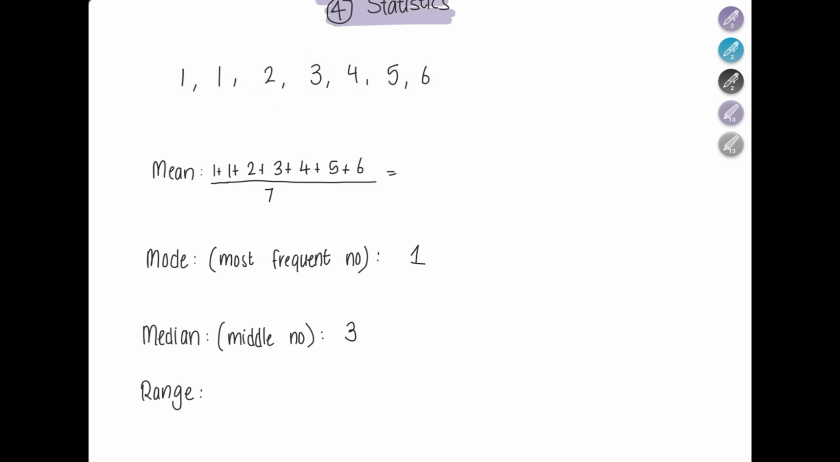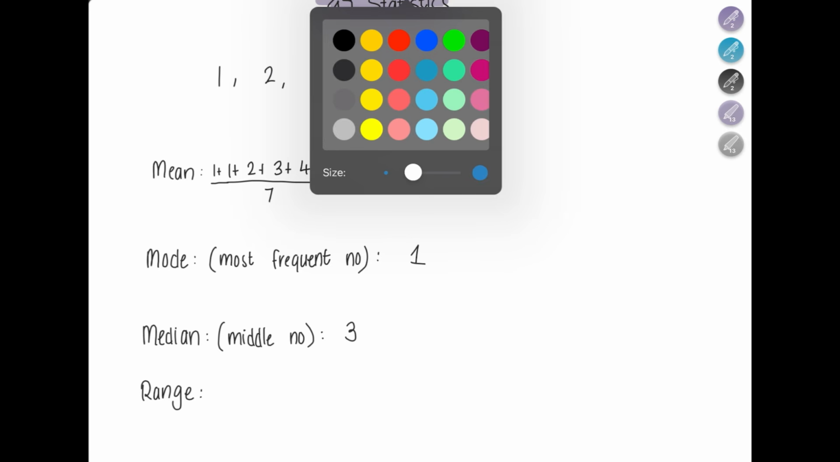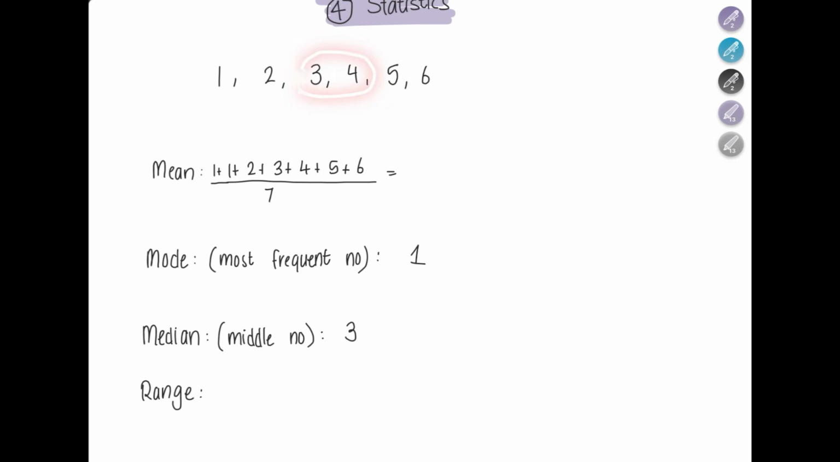What if, for example, we didn't have this one? What would be the middle number? Now these two numbers are in the middle, right? So we would have done 3 plus 4 divided by 2, 7 divided by 2. That is the median. Okay, and then range. To find the range, maximum number minus the minimum number. So 6 minus 1 will give you 5.